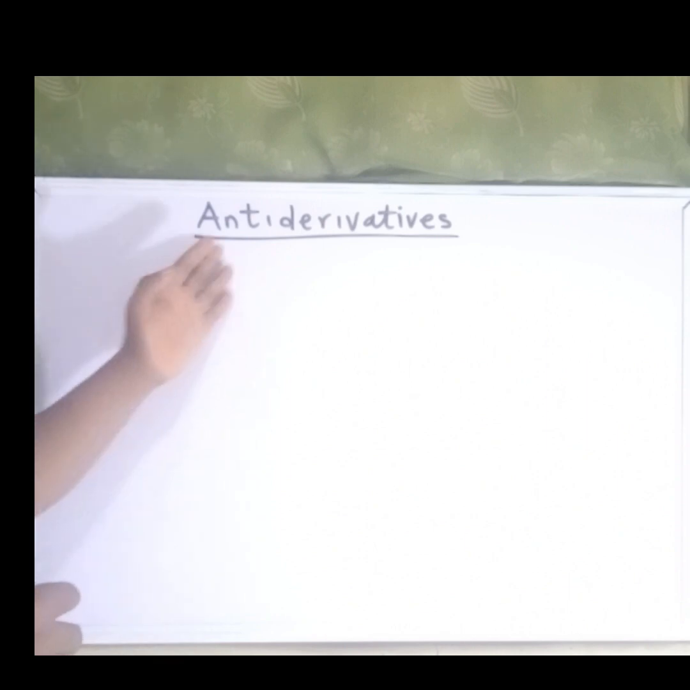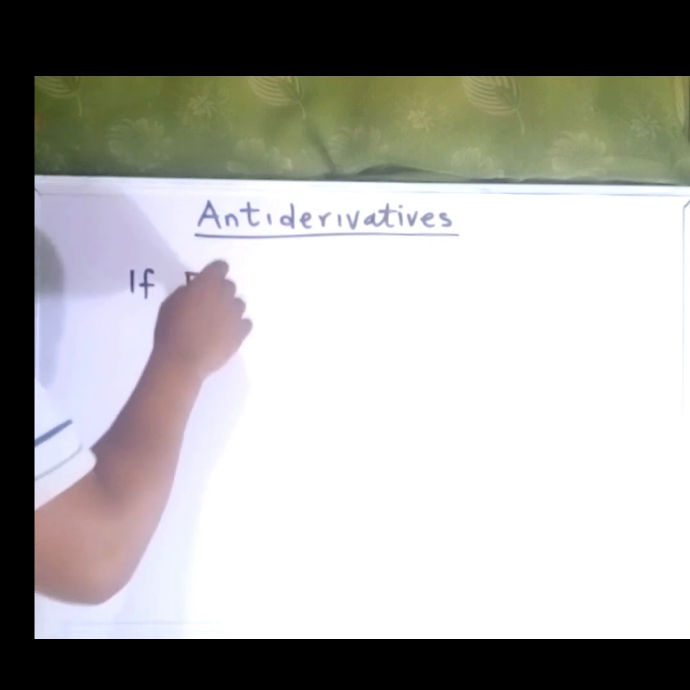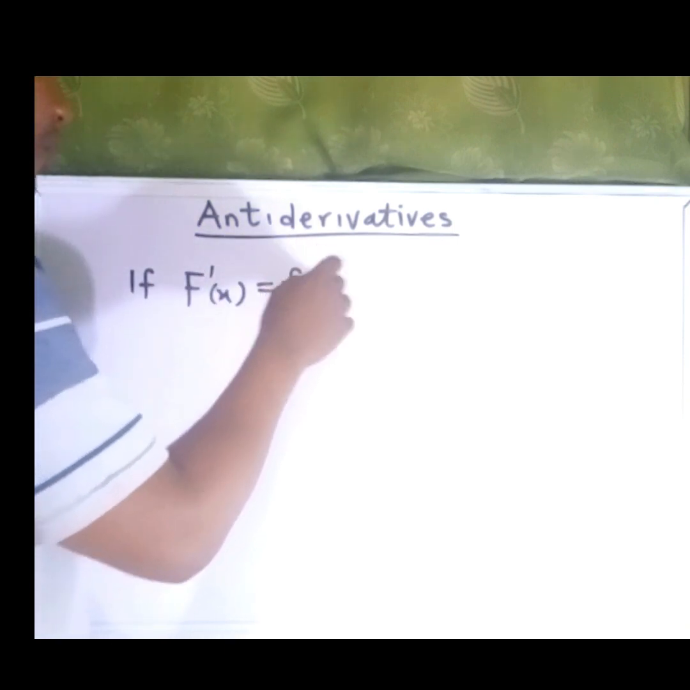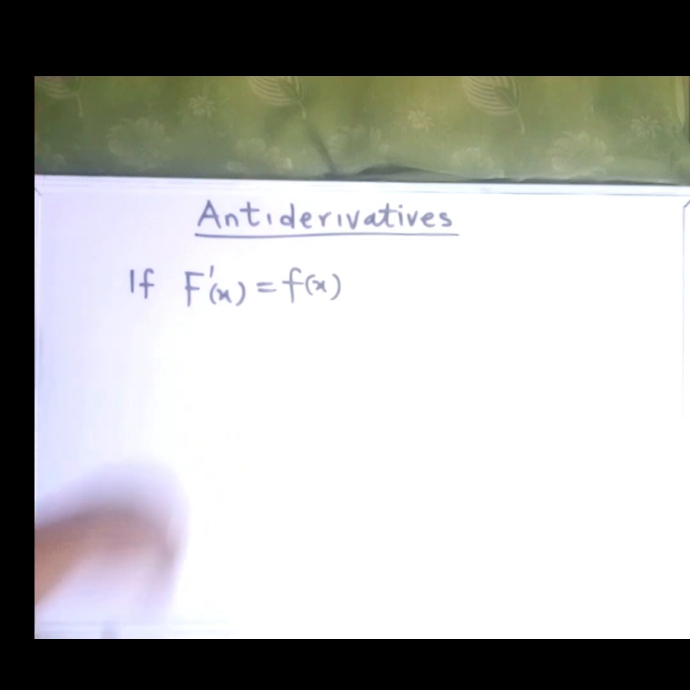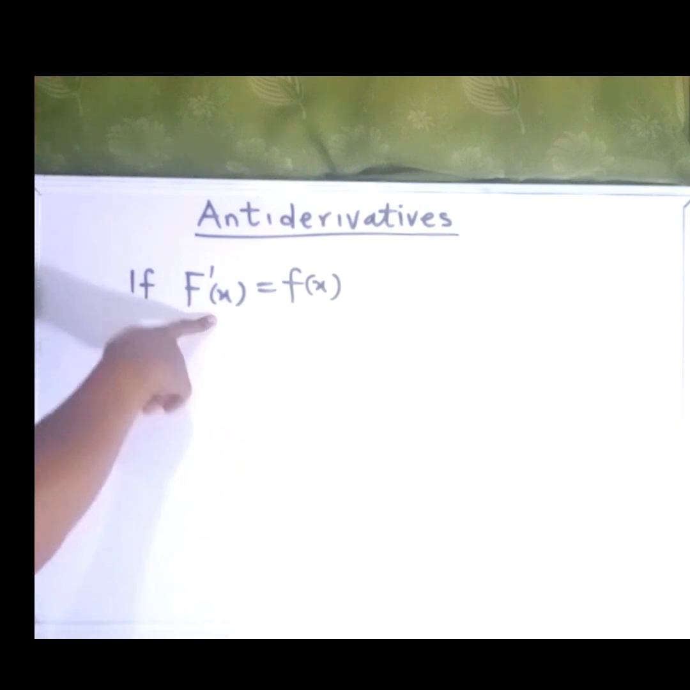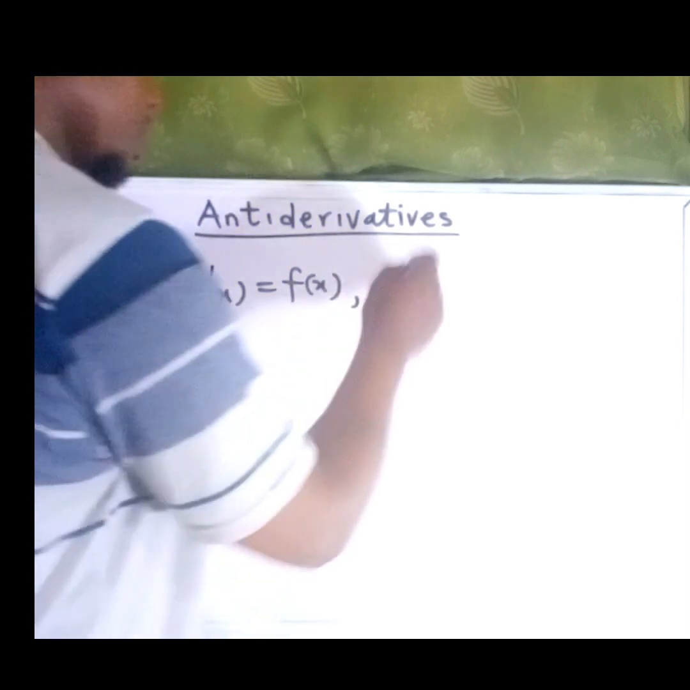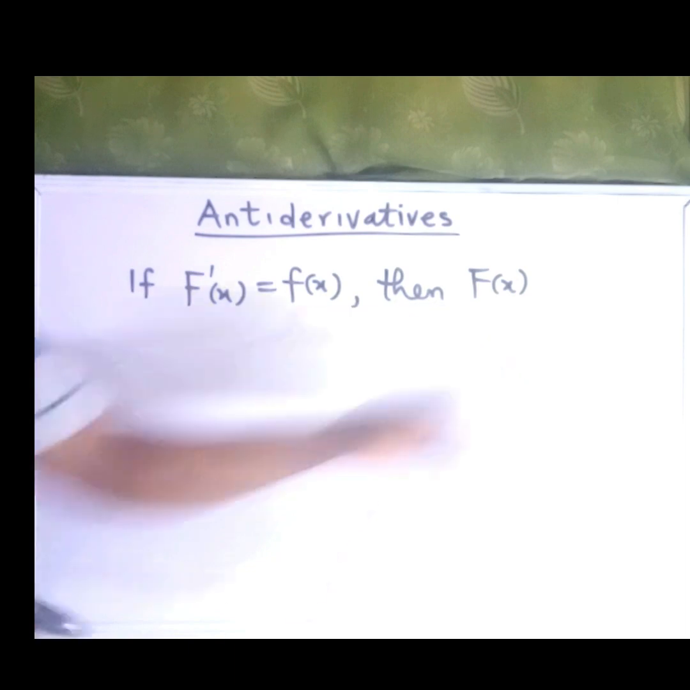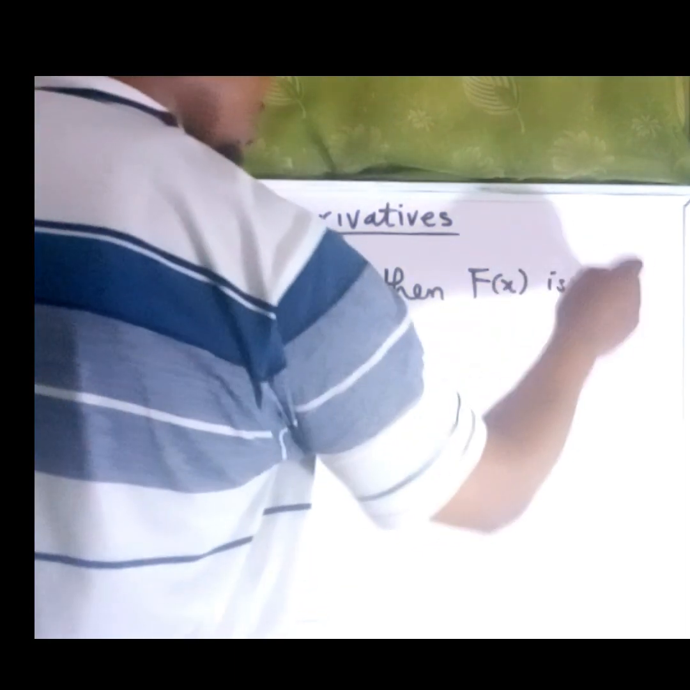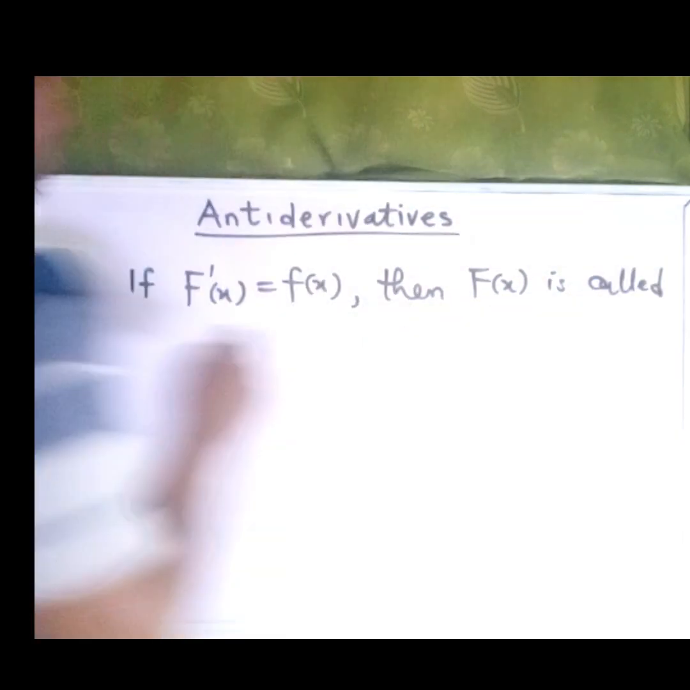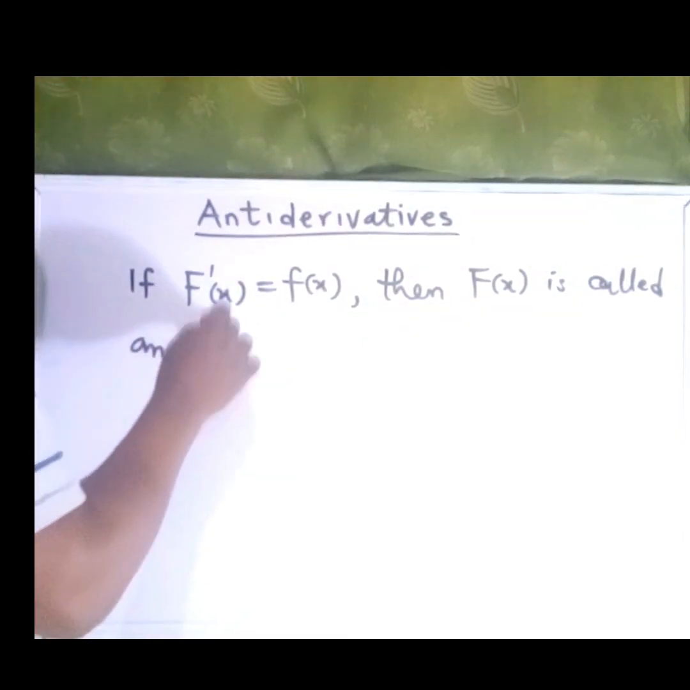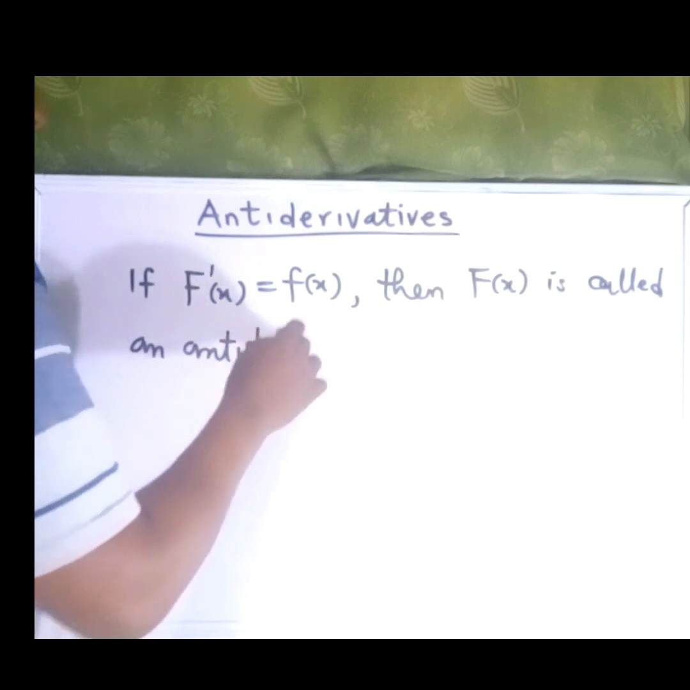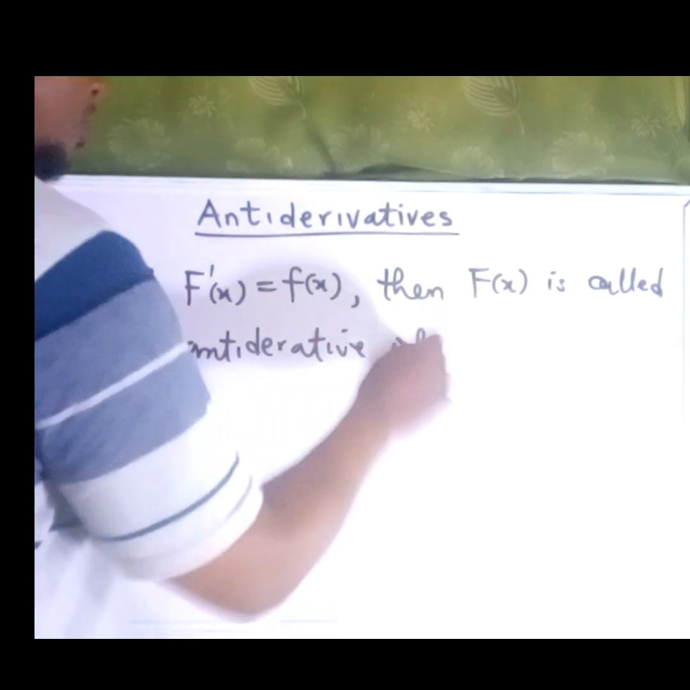So let us briefly explain what an antiderivative is. If F prime of x is equal to f of x, okay, F prime of x means the derivative of a function capital F of x, then the function F of x in this case is called an antiderivative of f of x.